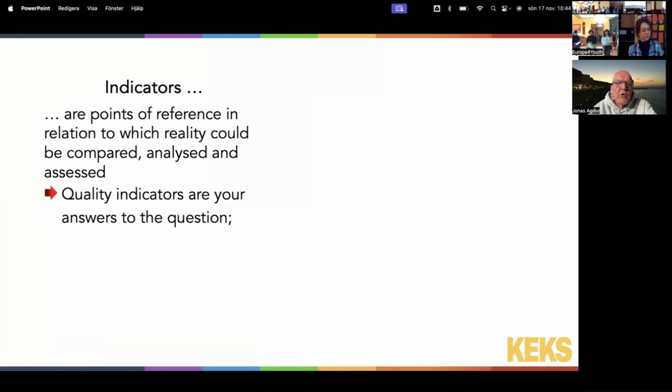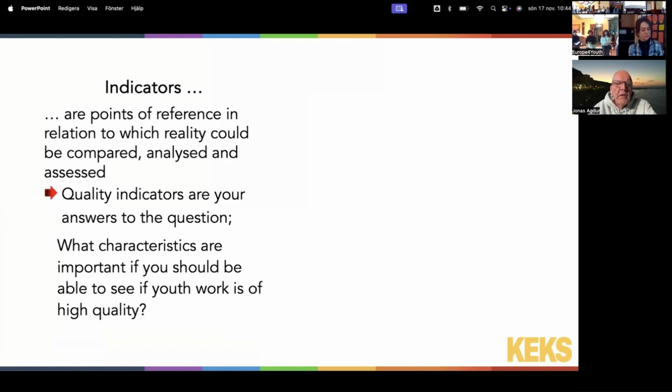Quality indicators are your answers to the question: what characteristics are important if you should be able to see if youth work is of high quality?